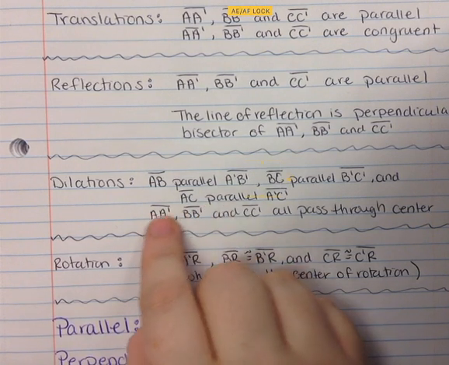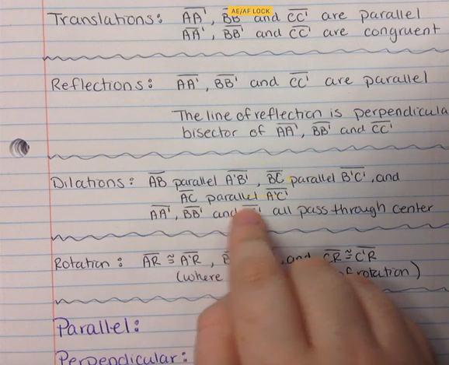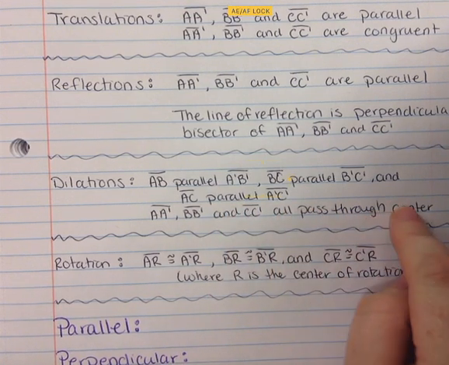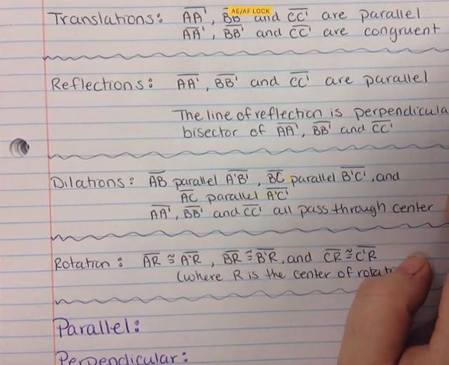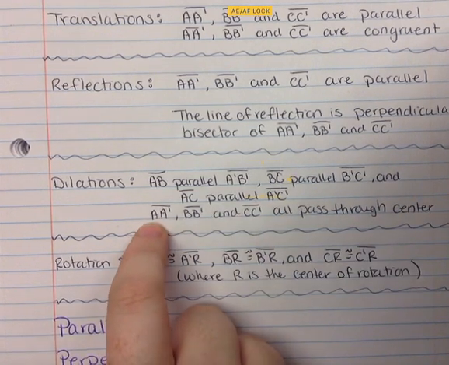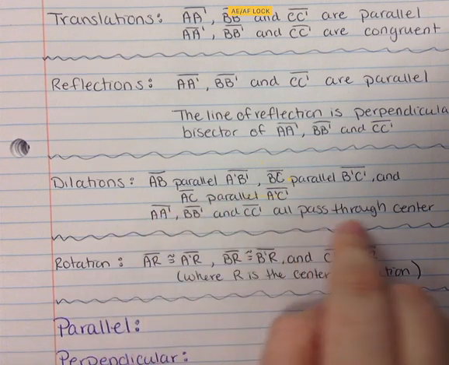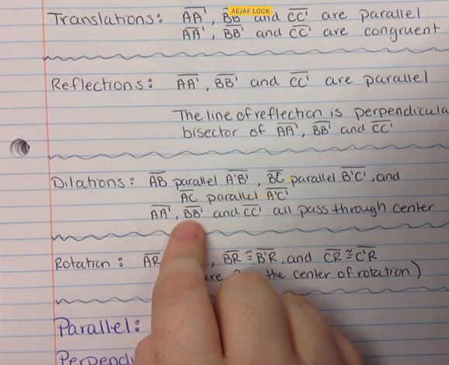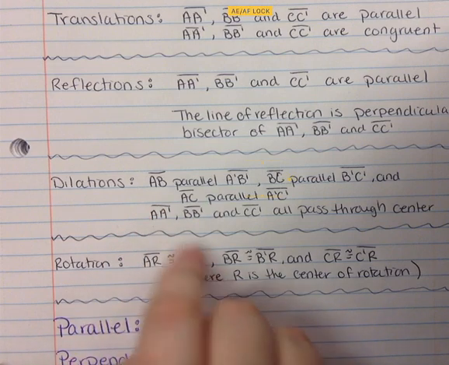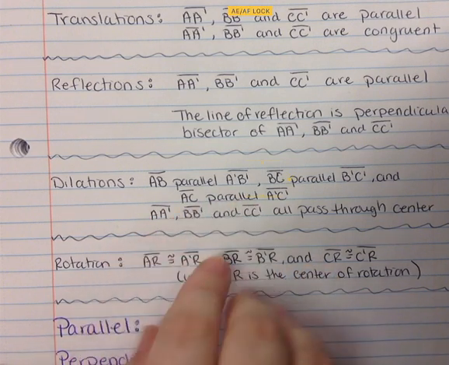You also need to show that AA prime, BB prime, and CC prime will all pass through the center of dilation, which in our case is generally going to be the origin. So what you want to do is connect your A and A prime and see if it will go through the origin. You'll connect B and B prime and see if that line will extend through the origin. C and C prime and see if that line will extend through the origin.